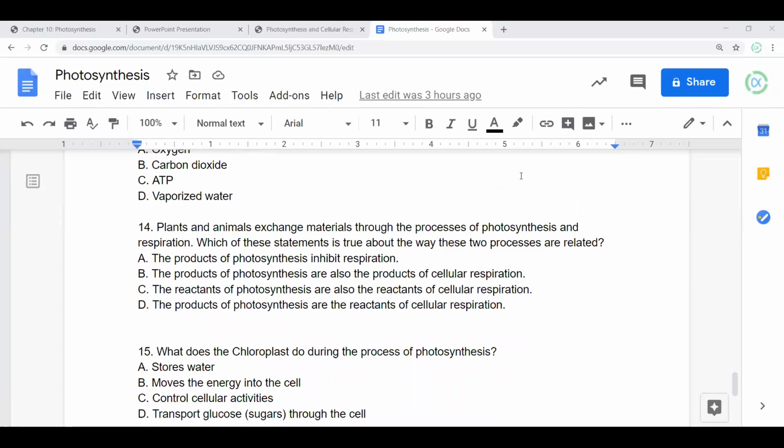Plants and animals exchange materials through the process of photosynthesis and respiration. Which of these statements is true about the way these two processes are related?